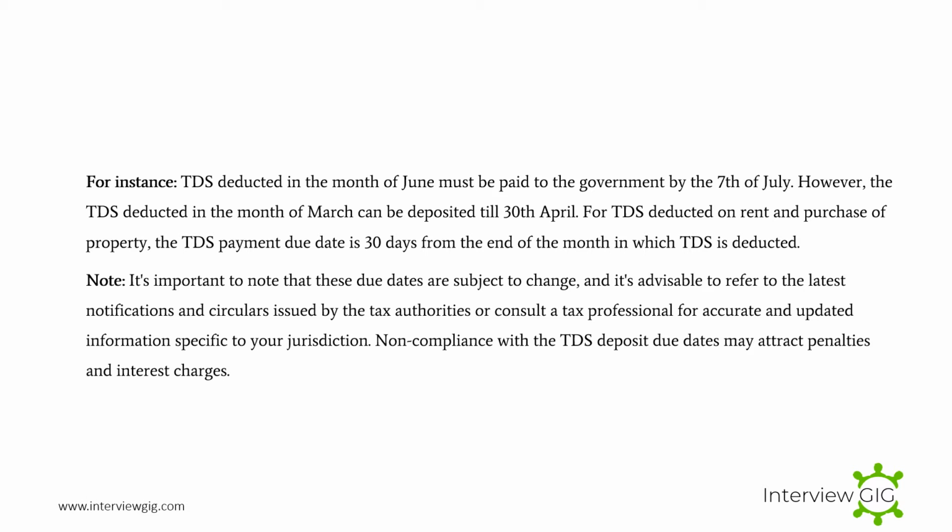For TDS deducted on rent and purchase of property, the TDS payment due date is 30 days from the end of the month in which TDS is deducted. Note, it's important to note that these due dates are subject to change. It's advisable to refer to the latest notifications and circulars issued by the tax authorities or consult a tax professional for accurate and updated information specific to your jurisdiction. Non-compliance with the TDS deposit due dates may attract penalties and interest charges.